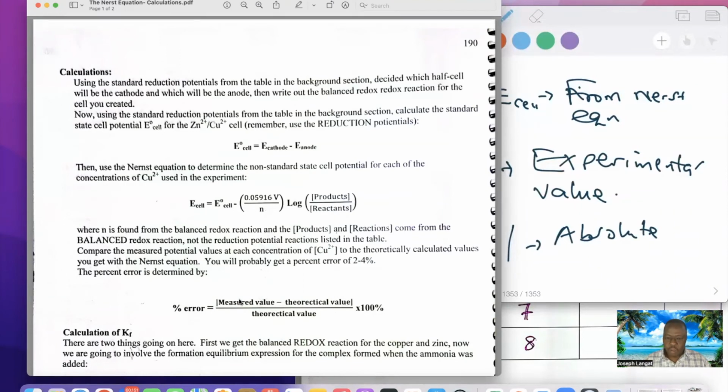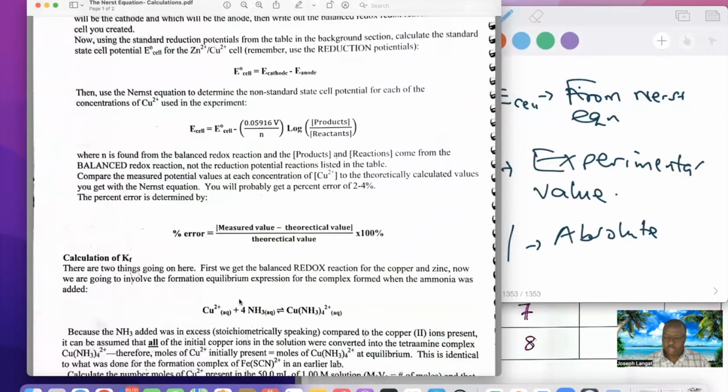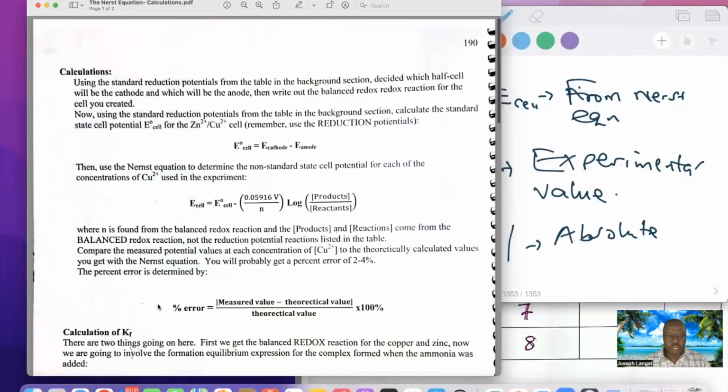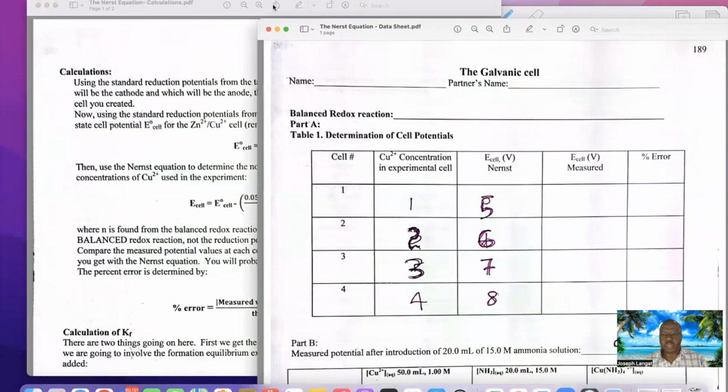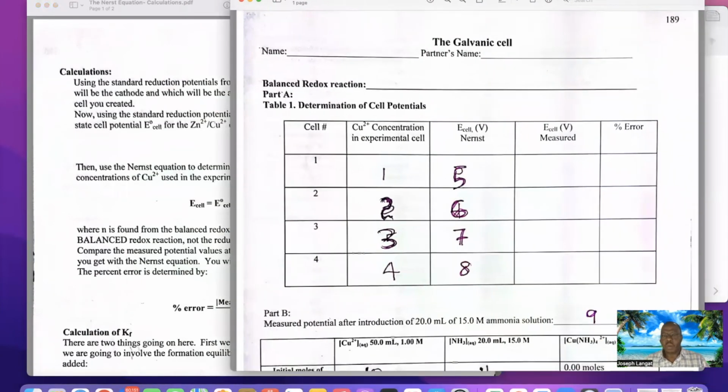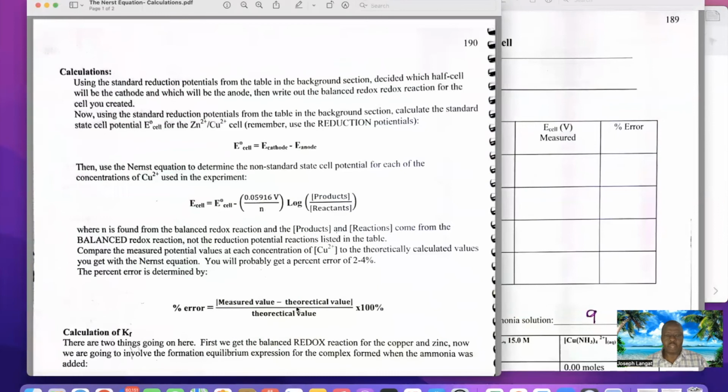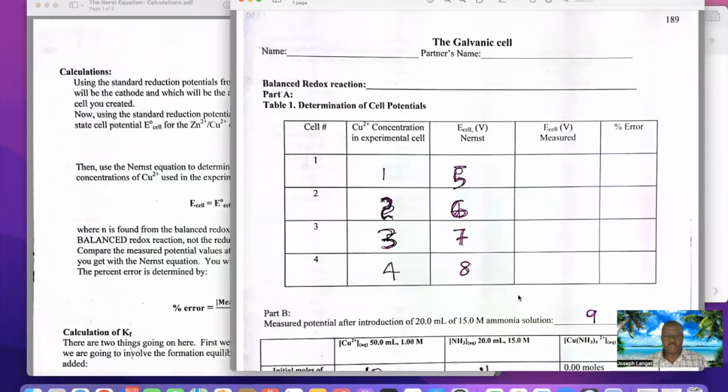And by the way, here, this is what you need for the last column in the data sheet. So we are done with table 1, how to complete items 1 through 8, measured, use the Nernst equation, use the equation given here to find the percent error. Remember that it is absolute. Let's move on to part P.